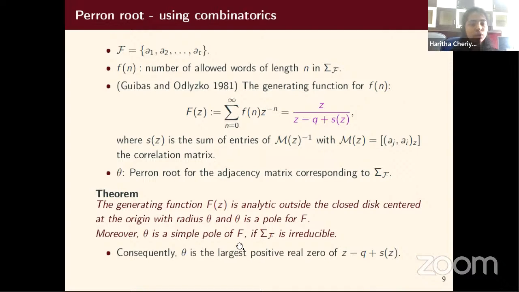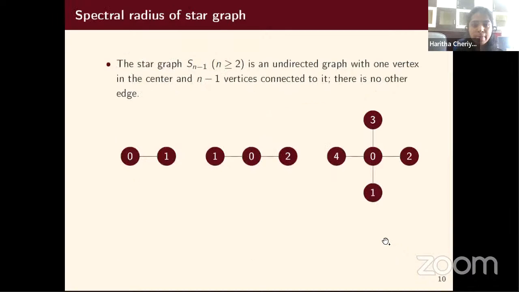Consequently, theta is the largest positive real zero of this rational function z minus q plus s of z. So we obtained an expression for the Parry root in terms of the alphabet size, or the symbol size, and the correlation between the forbidden words.